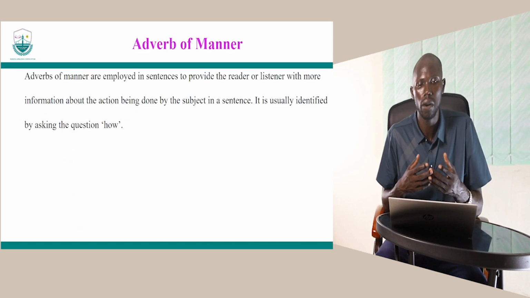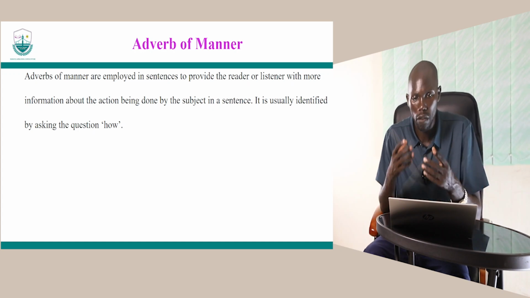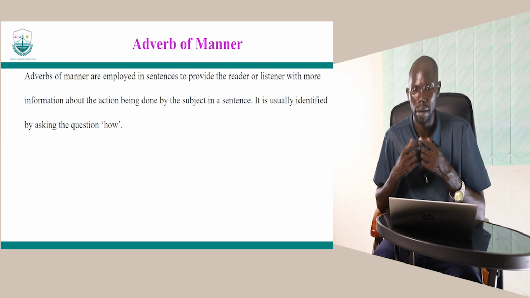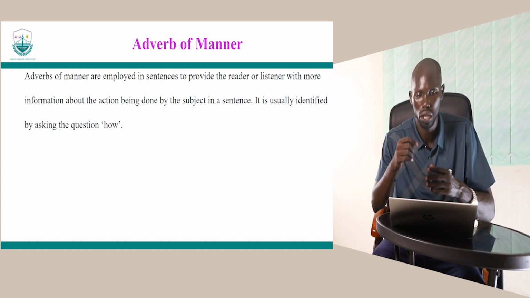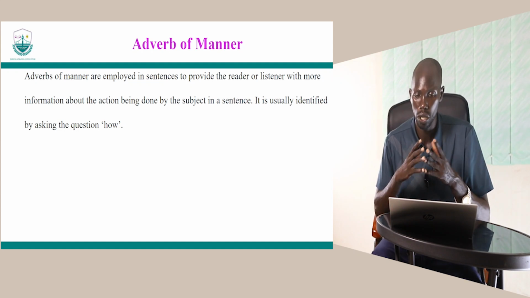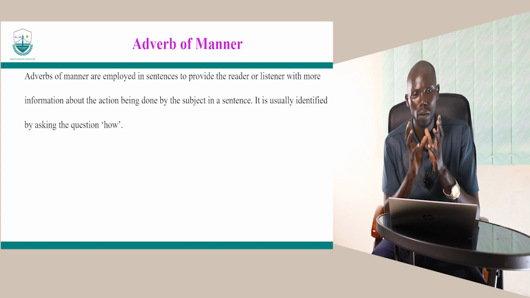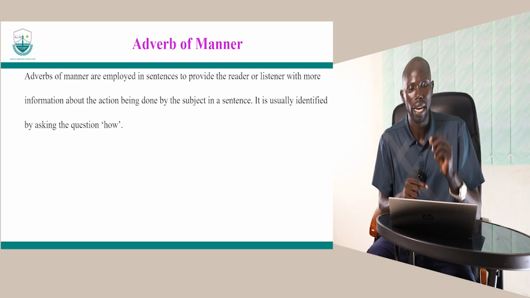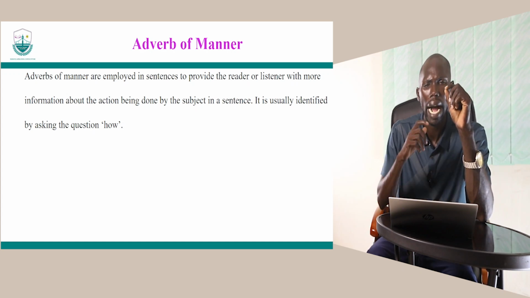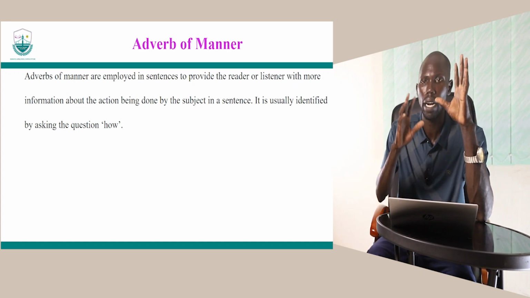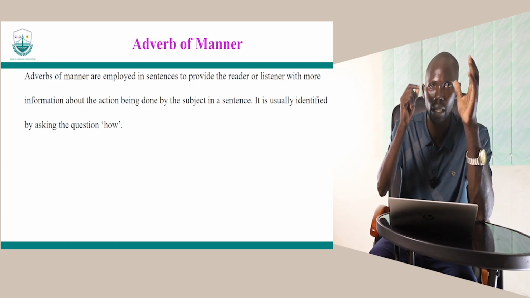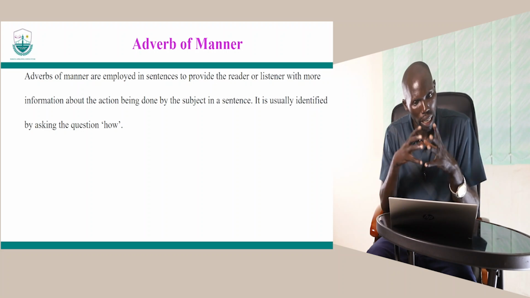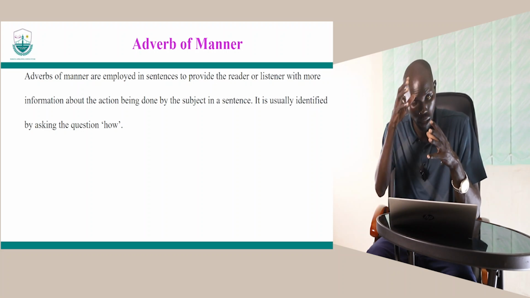Adverbs of manner are employed in sentences to provide the reader or listener with more information about the action being done by the subject in the sentence. It is usually identified by asking the question, how? How was it done? If some action occurs, something happens, you ask the question, how did that action occur? In that case, you're asking for the manner of the occurrence.